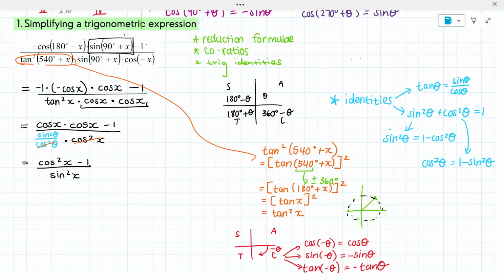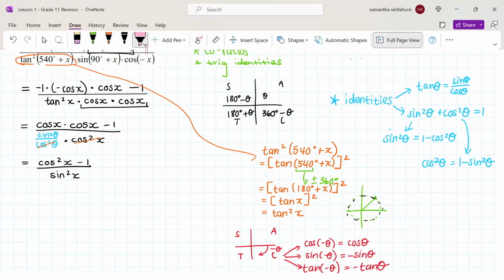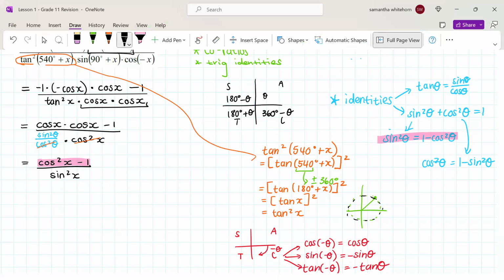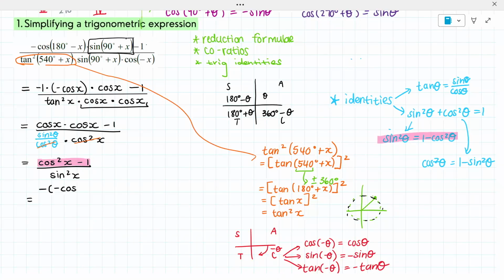Now, what I want you to take note of is the fact that this numerator looks very similar to this identity that we have over here. It's not the same because the identity is 1 minus cos squared x, whereas our numerator is cos squared x minus 1. But I can fix that. If I take a negative out, I end up with negative cos squared x plus 1 all over sine squared x. And if I rearrange those terms, I've got minus 1 minus cos squared x over sine squared x.